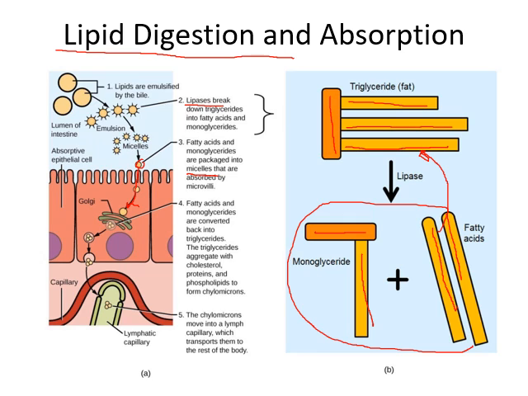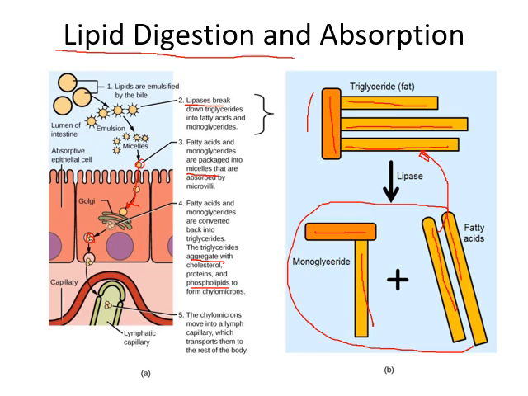Also in the cell, those triglycerides are going to aggregate with cholesterol and proteins and other phospholipids, and they're going to form what we call chylomicrons. And the chylomicrons are what are actually going to be absorbed into the body.